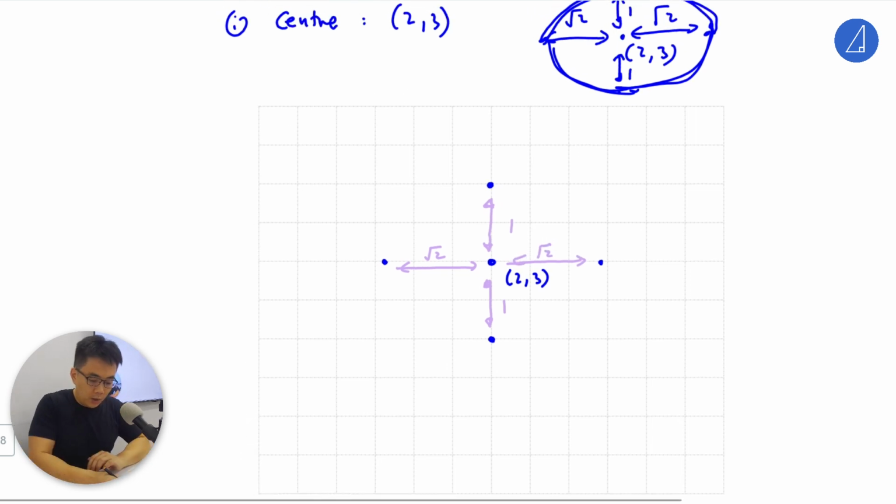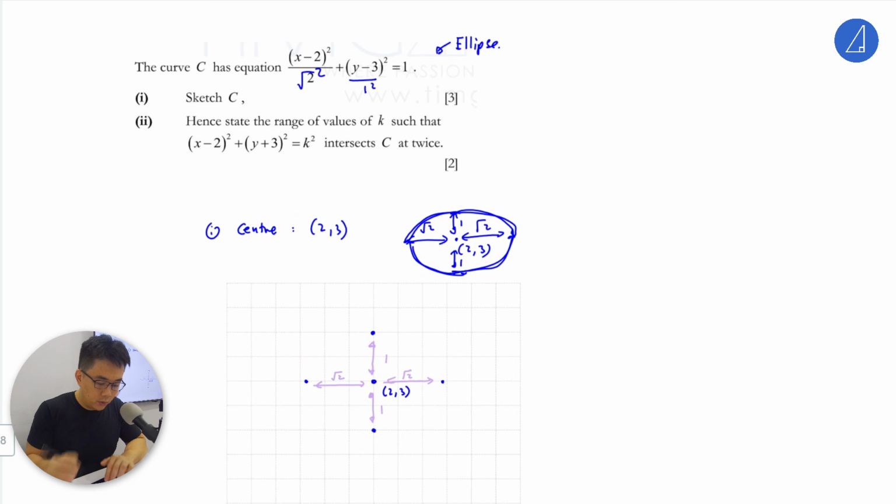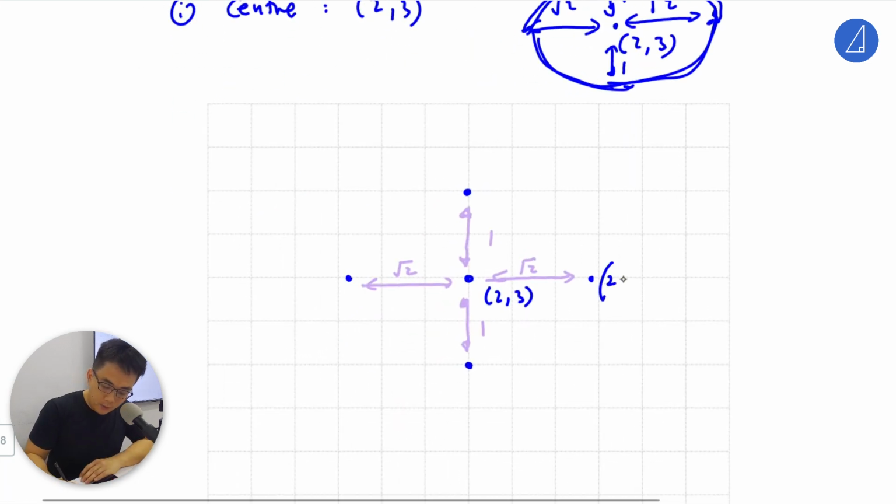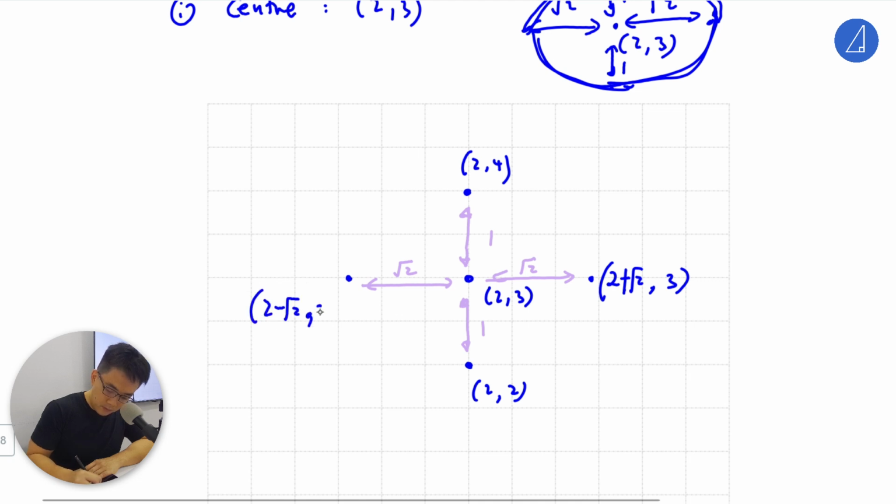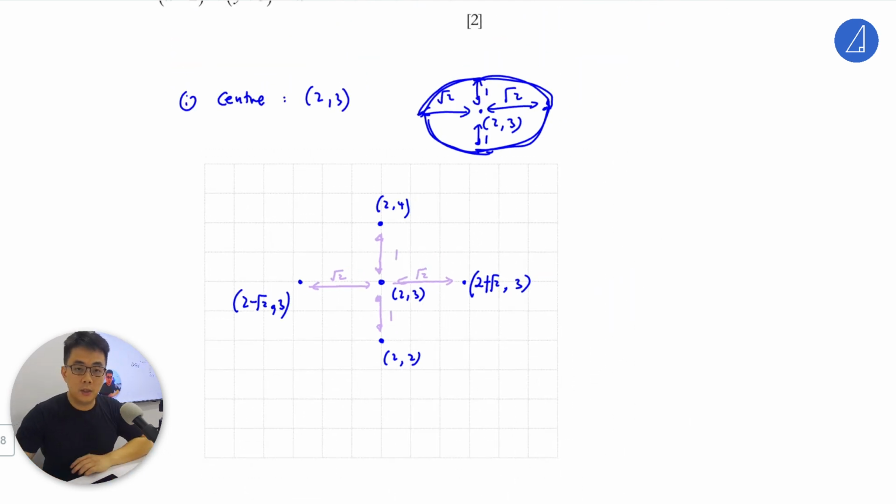Okay. The coordinates of the sides you need to know. So root 2, this is 2 plus root 2, 3. This is actually 2, 3, 4. Then this is 2, minus 1, the y is minus 1. Then this is 2 minus root 2, sorry. This 2. Okay, that. So this is what you do.